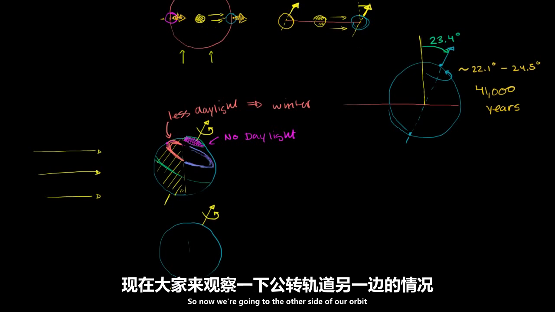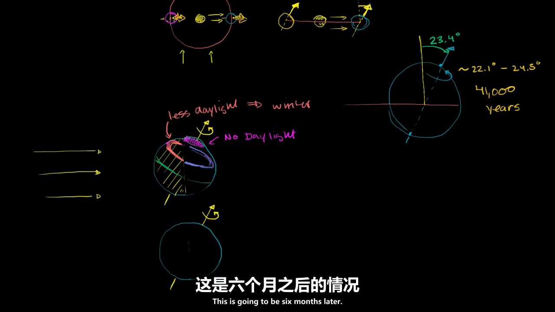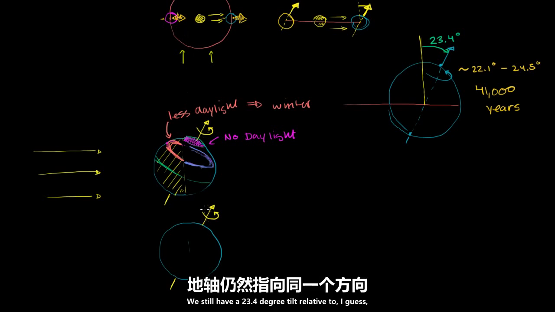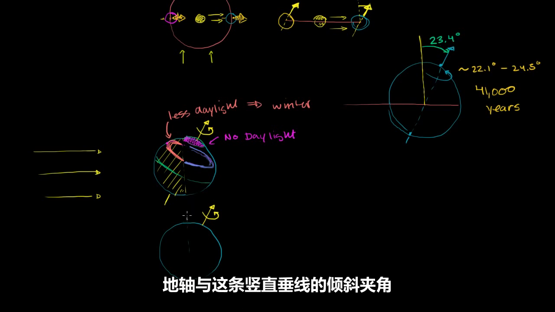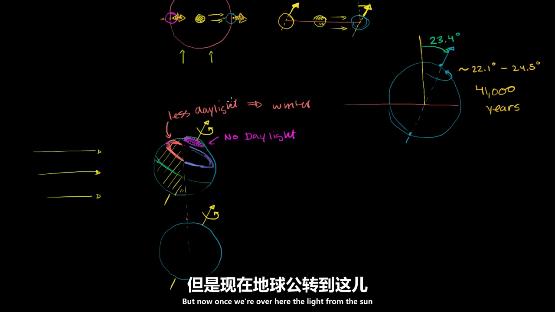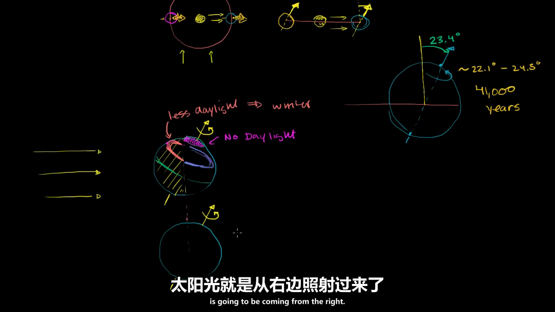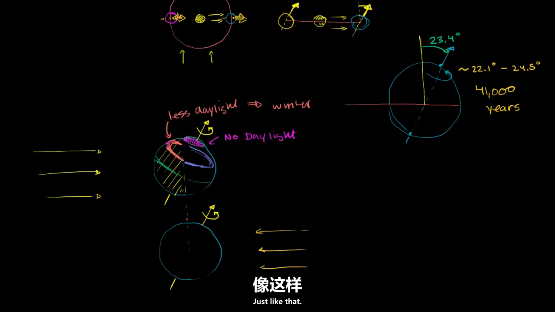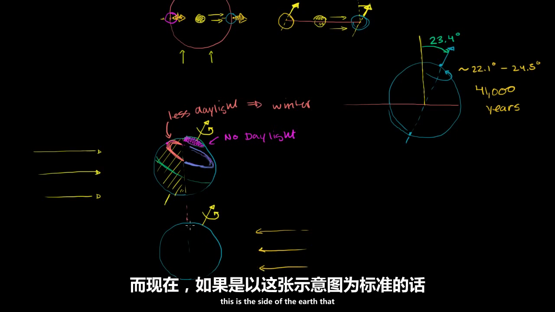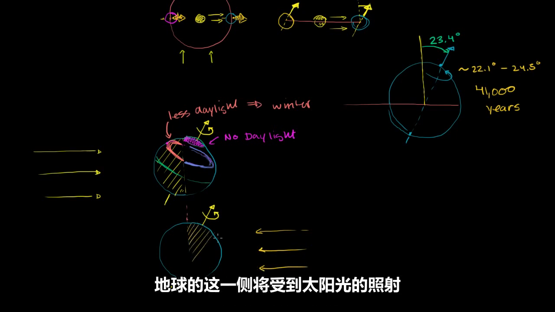So now we're going to the other side of our orbit around the sun. This is going to be 6 months later. And notice, the actual direction relative to the rest of the universe has not changed. We're still pointed in that same direction. We still have a 23.4 degree tilt relative to being straight up and down. But now once we're over here, the light from the sun is going to be coming from the right, just like that. And now, on this diagram at least, this is the side of the Earth that is going to be getting the sunlight.